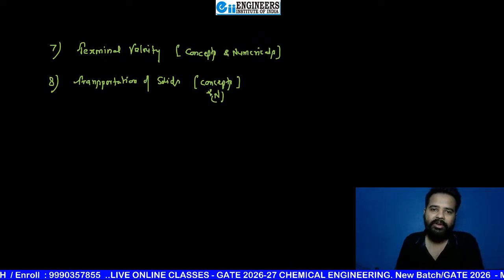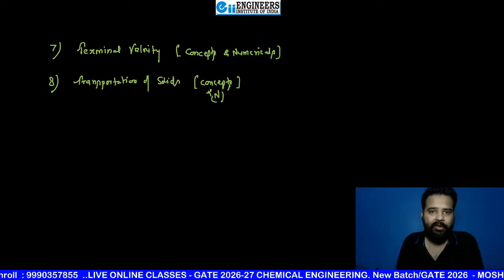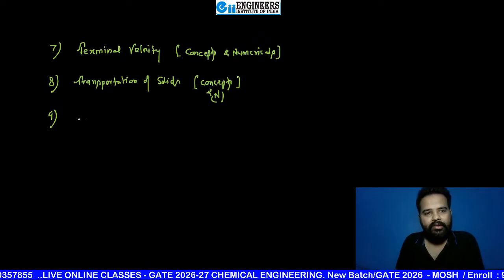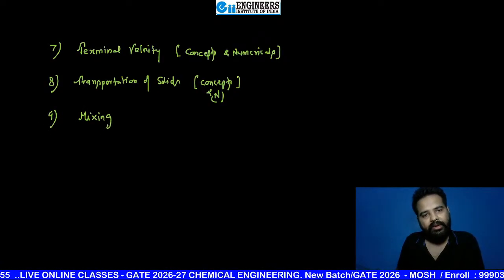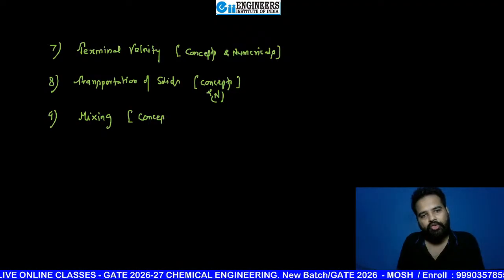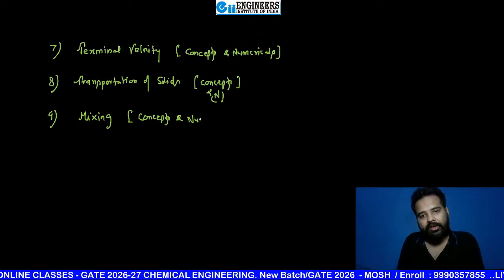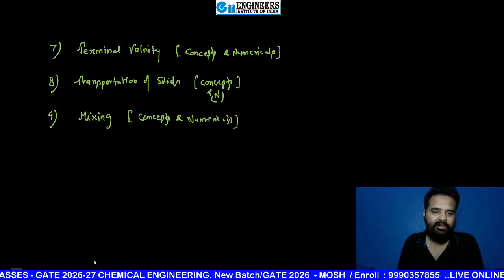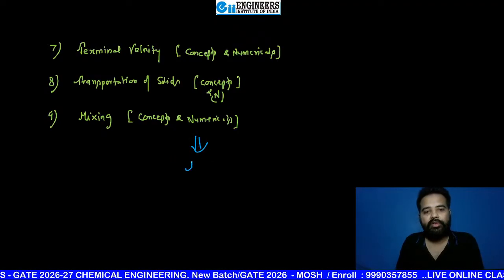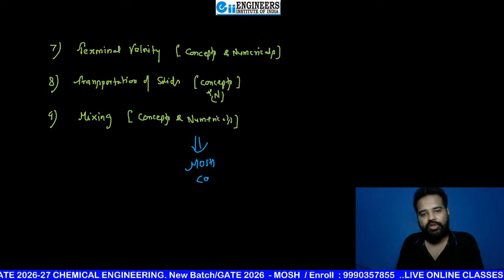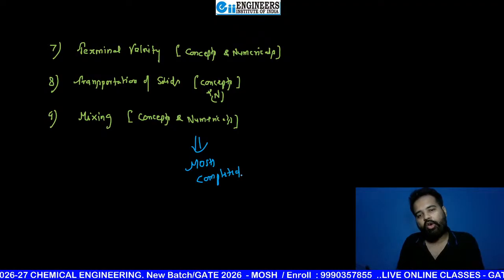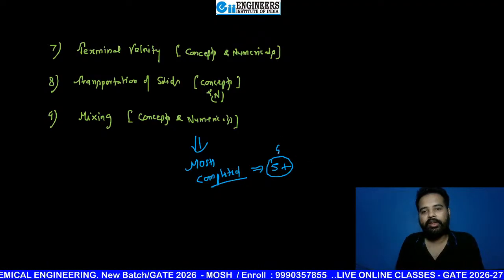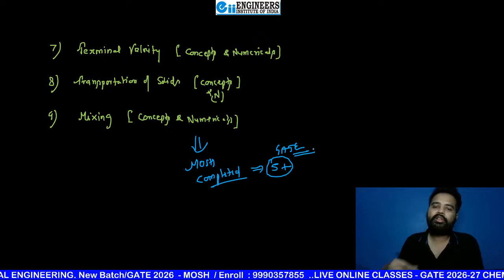That's why I'm writing just here: for GATE, just the concept is required, and one or two numericals are there that are required for your PSUs. Then at the end you will see mixing. Here again, my dear students, lots of concepts, lots of equipment, and lots of numericals are there. After this, you can say one beautiful thing: syllabus completed. After this, you can say MOSH completed. And now you will get 5 plus marks in the GATE examination from this subject. Now you can score complete marks.